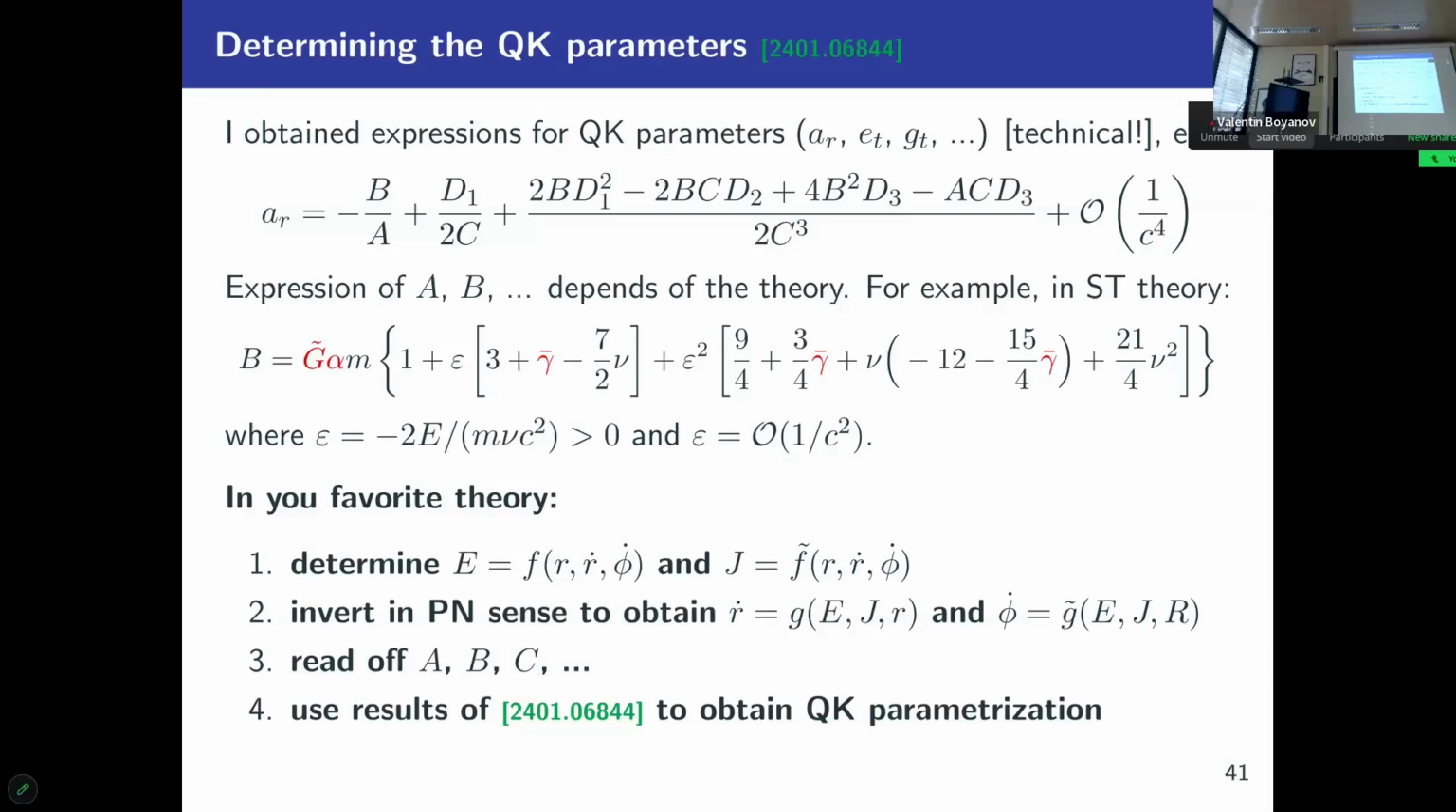But I also want to argue that if you now have a favorite theory and you can determine this in a post-Newtonian sense and invert it, the inversion process is extremely easy. It's just determining this which is a bit harder. Once you've done that, with this result you immediately have your quasi-Keplerian parametrization by plugging in the values of ABC. So hopefully, anyone working on these theories can use this.